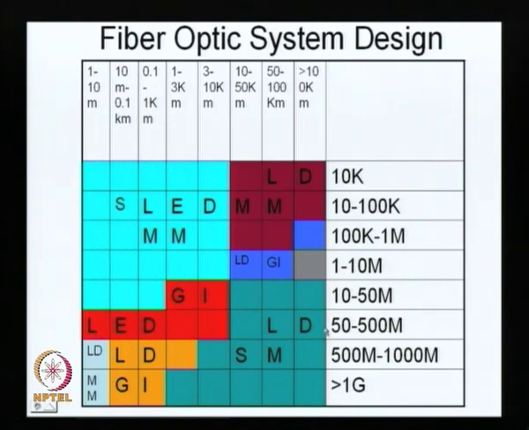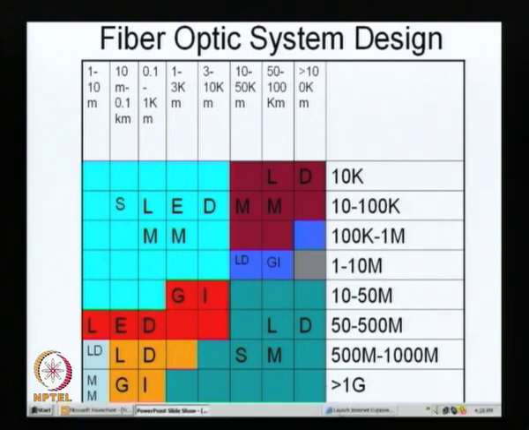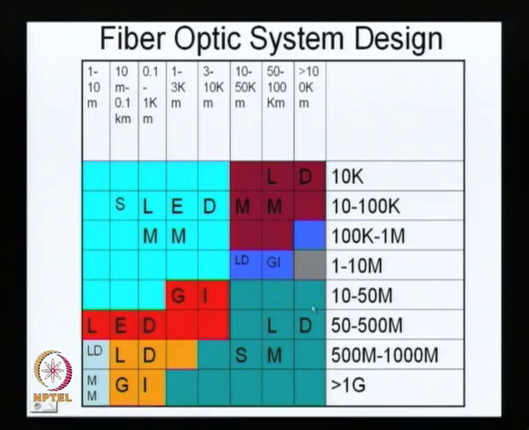Then we are having the other extreme, which is the large distances and the high data rates. And in this situation, essentially, one has to take the source which is giving high power, which is laser diode, and then you require low dispersion also, because the signals are going to travel over very long distances. So we require a combination which is laser diode and the single mode optical fiber. So essentially what this plot gives is the combination of source and the fiber for the different distances and for different data rates.